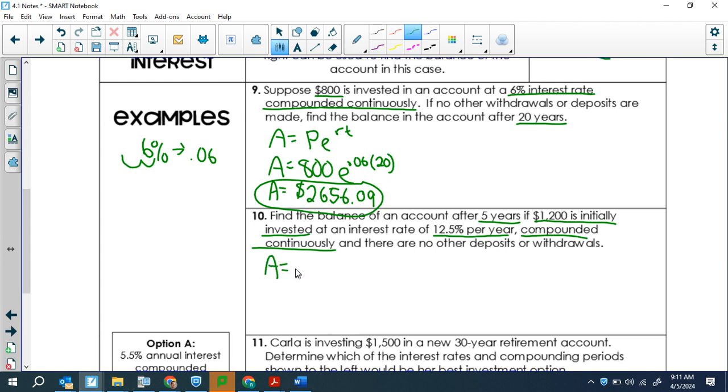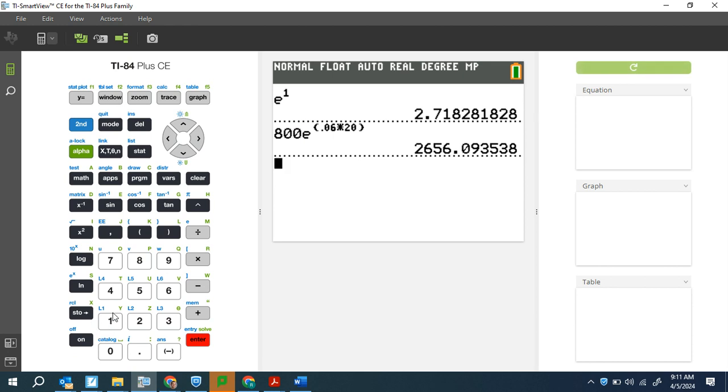When it says continuous, we're using PERT. So we have A equals 1,200, the P of PERT, E is the button on our calculator, 12.5%, move that decimal twice, we get 0.125, and we're keeping it in for 5 years. We get $2,241.90.